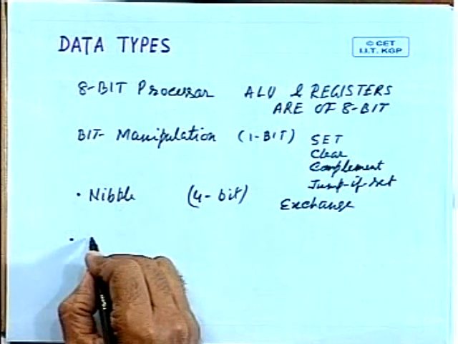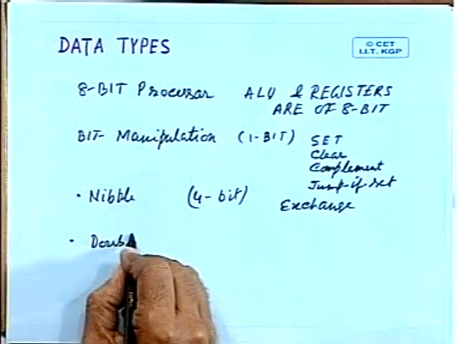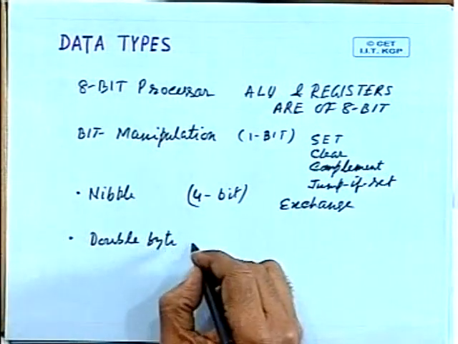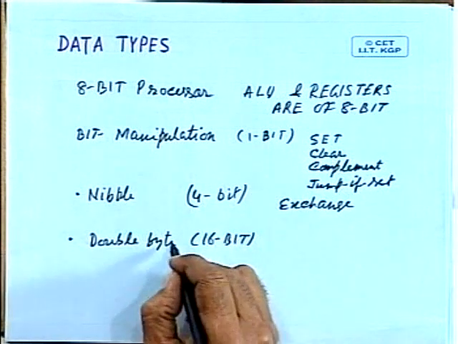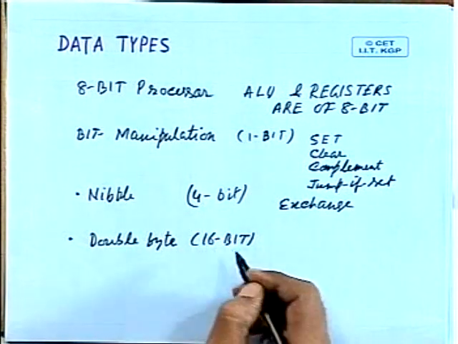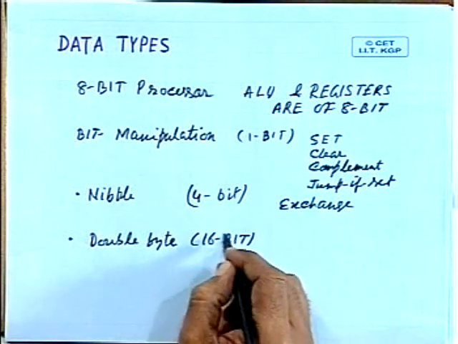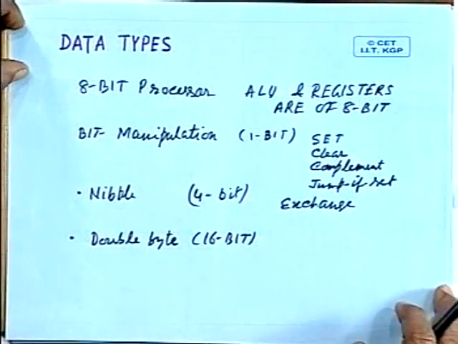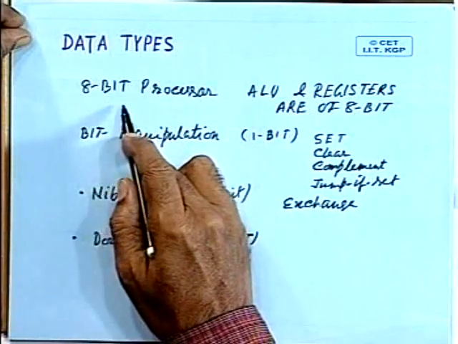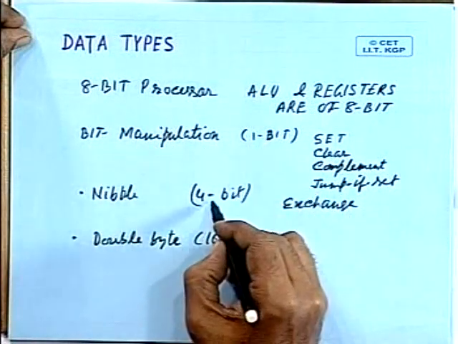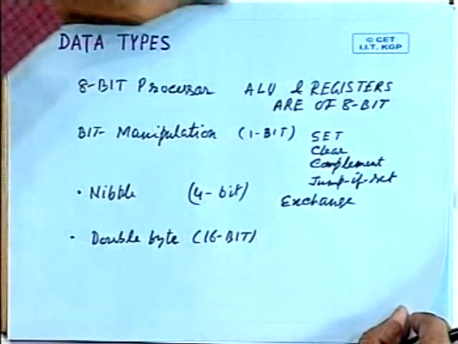Moreover, we shall also see that it can support double byte. That means it can perform operations of 16-bit, and particularly you can transfer data in terms of 16-bit. Whenever you are performing multiplication, division, particularly the result will be of double byte, and you can transfer double byte data to registers like the program counter, you can transfer data to the data pointer and so on. So we can say that the 8051 not only supports the 8-bit data type, it supports bit, nibble and double byte. So that is the first important parameter.